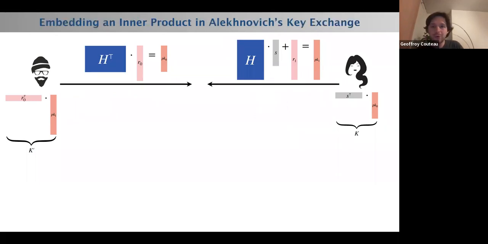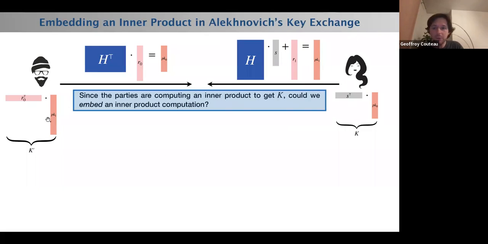So now our core question is the following. We know that in order to compute their keys, the parties are already computing an inner product. So could we somehow use the fact that we already have this nice inner product computation taking place in Alekhnovich key exchange to embed a more complex functionality inside our key exchange? Could we possibly embed the computation of an inner product inside Alekhnovich key exchange?